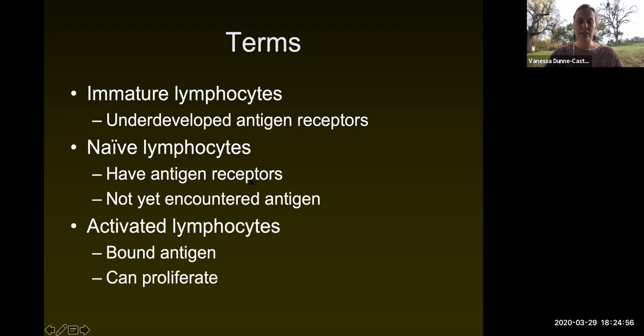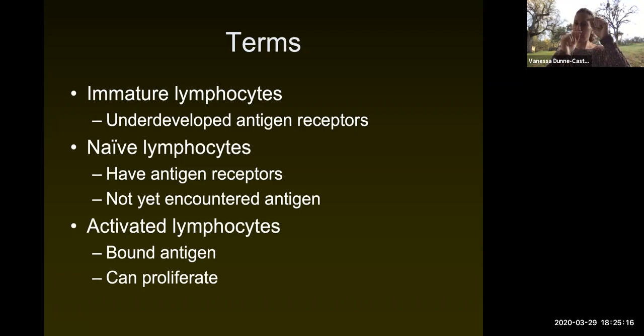They have antigen receptors, but they have not yet encountered antigen, right? So they're called naive because they haven't seen their cognate antigen yet. Once they're in the secondary lymphoid organ, if they come in contact with antigen and they bind it, they are activated, and these are ready for proliferation.